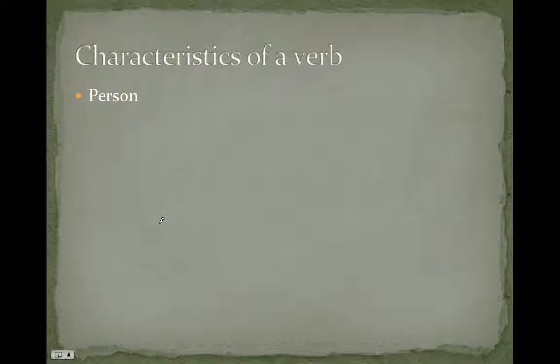Now, every verb, whether it's in English or Latin, is going to have person. So if we use the example verb of walk, we can say I walk, or we walk, the first person. First person is going to refer to when you're talking about yourself. Second person is when you're talking about the person you are addressing. So you walk. And the third person, he, she, or it walks.